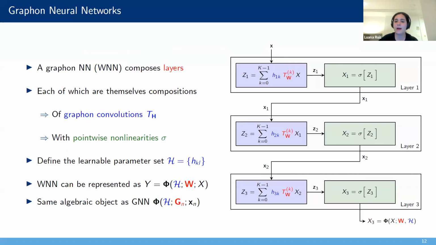Now, in the same way, we can define a Graphon neural network, which is, again, just a composition of Graphon convolution with pointwise nonlinearities, and then each one of these compositions forms a layer, and we stack layers to form a Graphon neural network. And so, again, it is not difficult to see that it has the same algebraic structure as a graph neural network. The only thing that changes is that one operates on the graph, the other operates on the graphon.